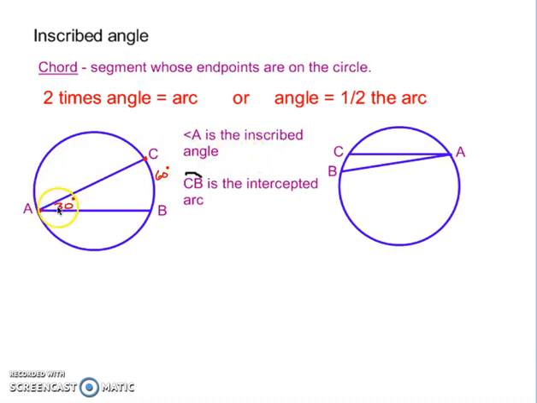Notice over here it says angle A is the inscribed angle. So here's A right here, or angle CAB. Then you'll also see some vocabulary that talks about an intercepted arc, which is basically the CB arc right here. So this is your inscribed angle, this is your intercepted arc. Looking at this picture, if I were to tell you that arc CB has a measurement of 40, then angle CAB in here would be half that, which would be 20 degrees.